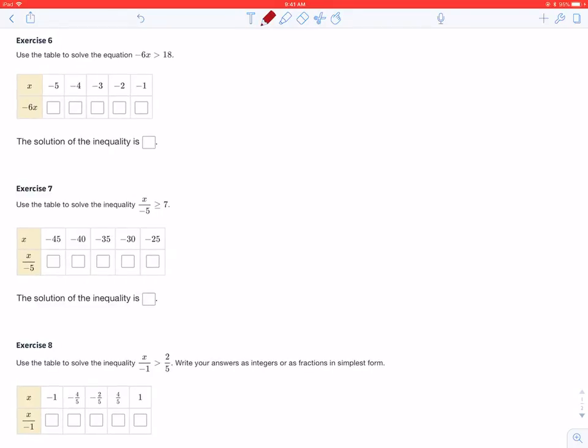Alrighty, number 6. So number 6, same kind of thing. For number 6, we're going to be taking negative 6x. That's the expression that we're going to use. We're going to be substituting in these values of x from negative 5 to negative 1. And then for the solution, we are going to determine the value of x for the inequality negative 6x is greater than 18.